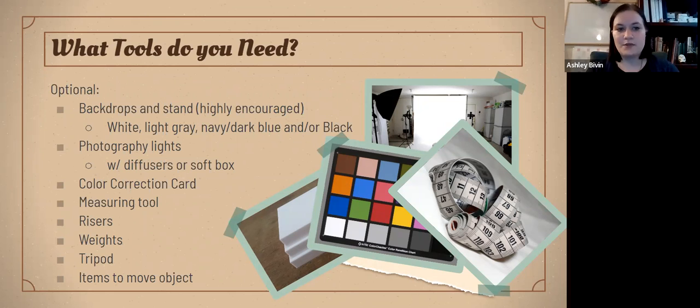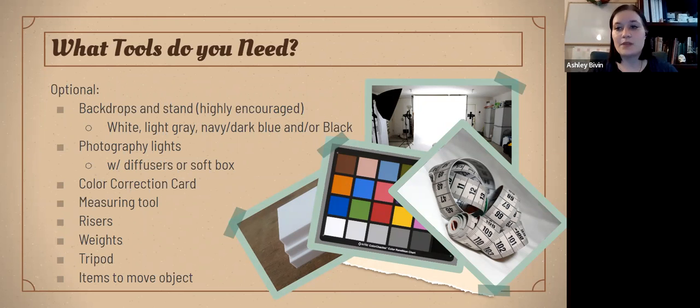Photography lights with diffusers or boxes. This just helps create a smoother light, and it helps correct your shadows. Color correction cards. I've never personally used these because I've always worked in smaller museums, but I know sometimes the Smithsonian uses them just to be able to tell the colors in the photograph.